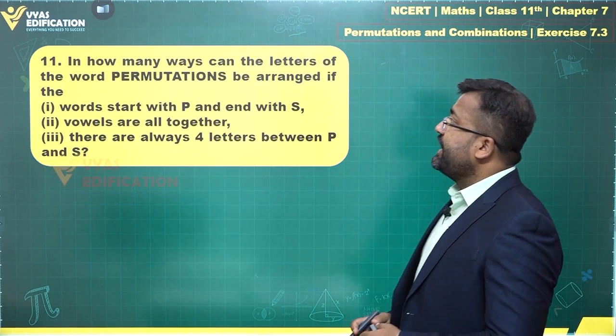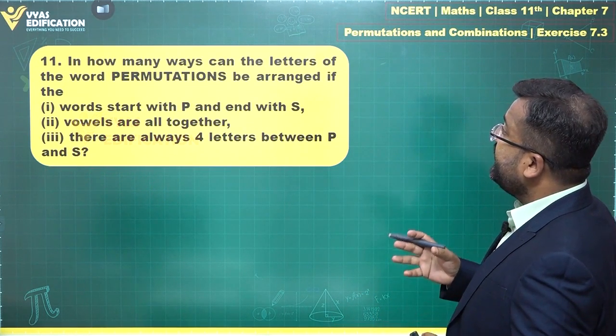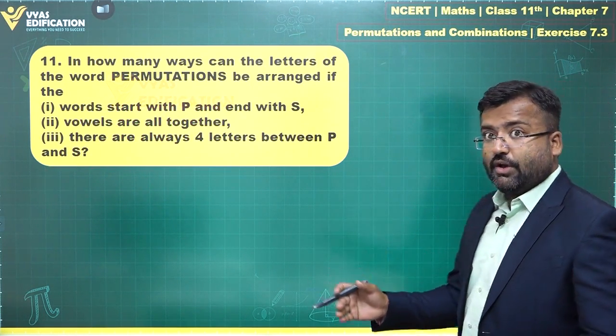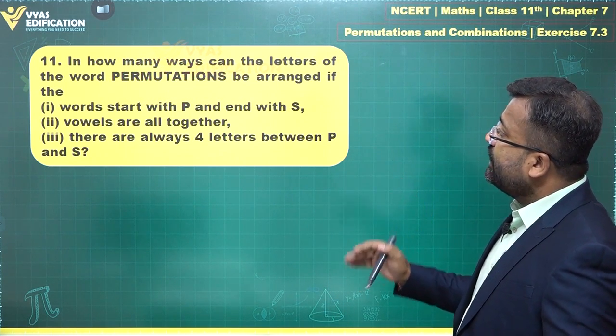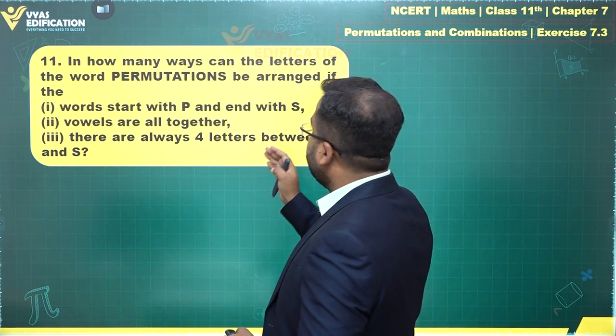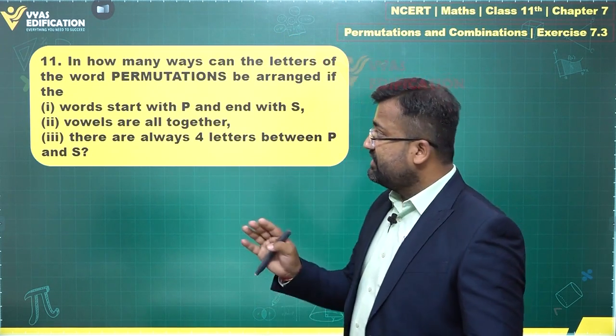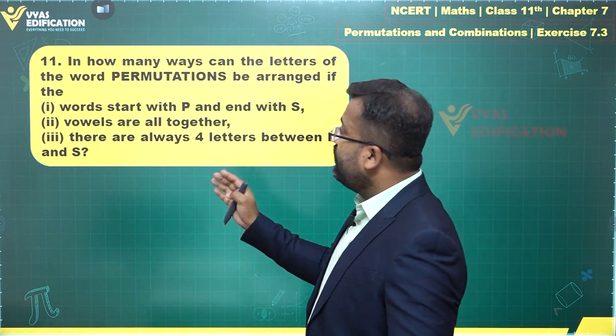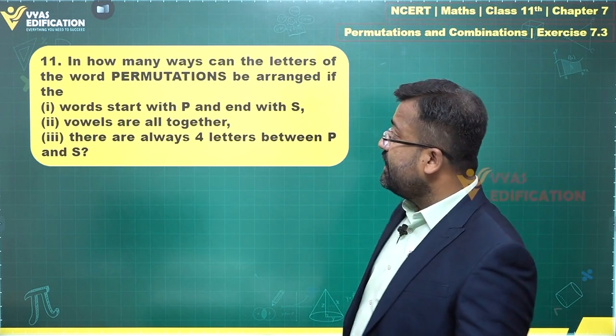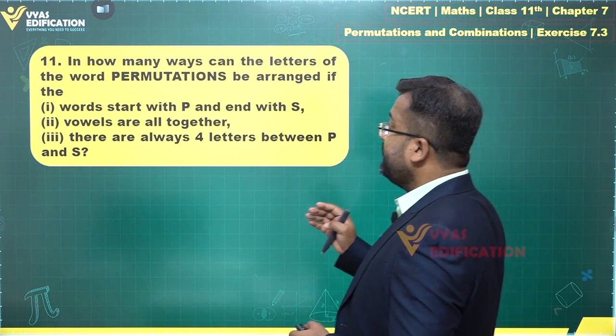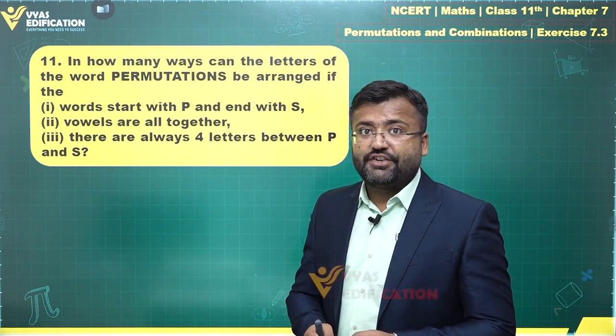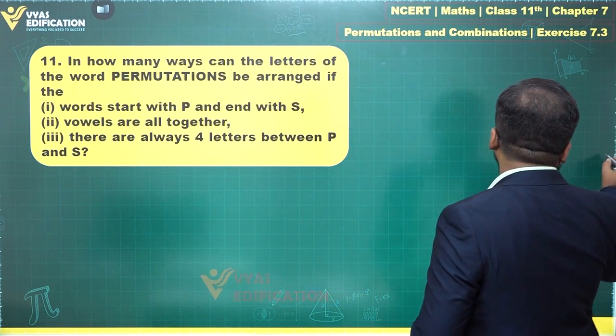Let's discuss this question next. The question says, in how many ways can the letters of the word PERMUTATIONS be arranged if the words start with P and end with S? This is the first part. Then there's the second part, vowels are all together. And there's another part, there are always 4 letters between P and S. There are 3 big parts. Let's see how we approach this question over here.